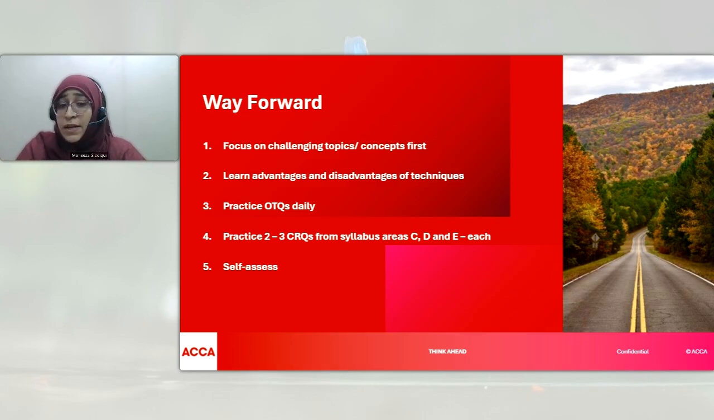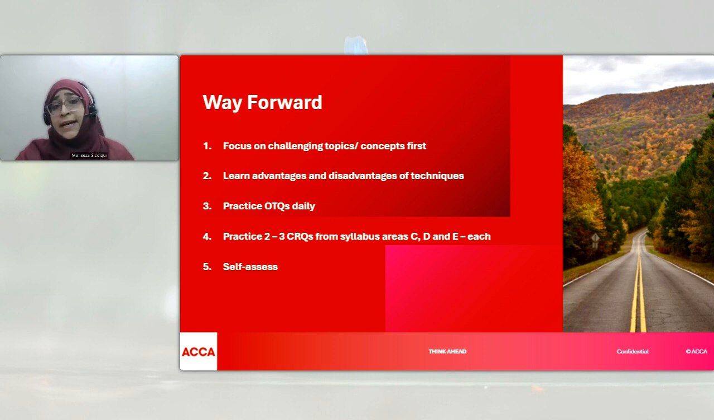Learning advantages and disadvantages of different techniques is something that you could include in your preparation agenda. Because normally you can come across questions where you are simply asked, what is the advantage of this particular technique? Or as we just saw, what are the difficulties? Technically, that's the disadvantages of implementing an activity-based budgeting system. You need to practice objective type questions daily. There is no margin of error there. You need to make sure that you're practicing those questions daily. And because the three constructive response questions come from either syllabus area C, D, or E, you need to make sure that you've covered at least 2 to 3 practice questions, CRQs, from each of those syllabus areas.